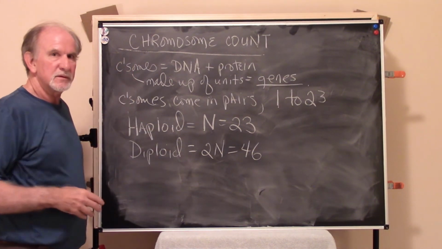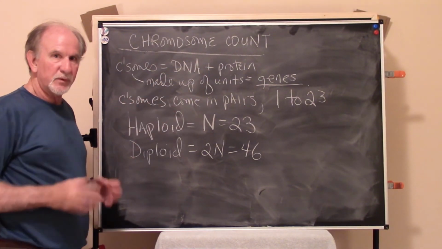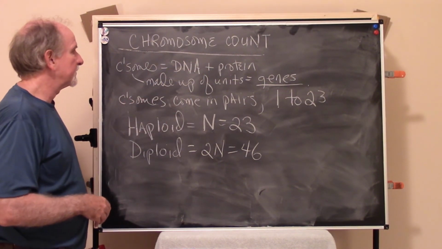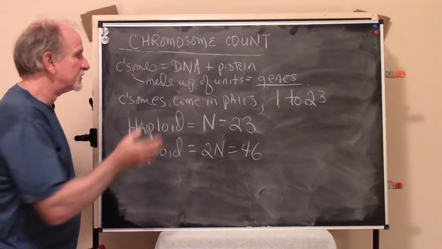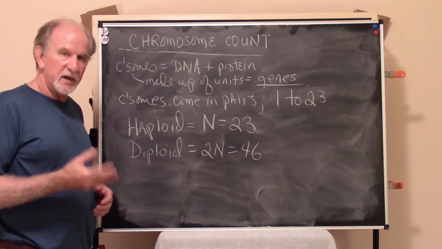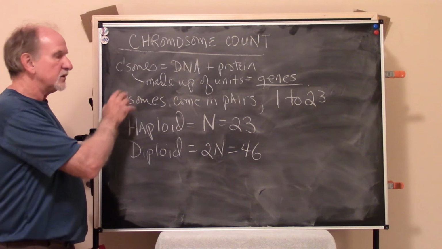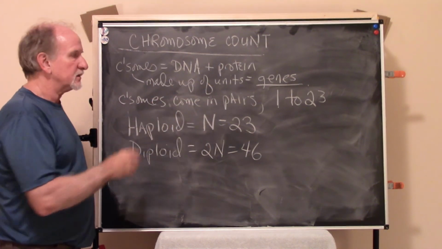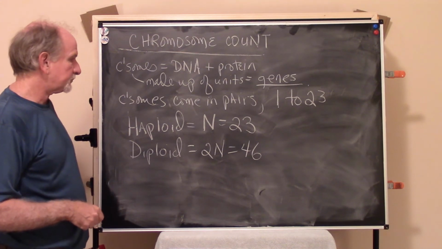So chromosomes exist in the nucleus, and they're made of DNA and protein that are complexed together. But chromosomes are made up of units called genes, and the genes control activities that occur within cells. So the chromosomes come in pairs, and the pairs are numbered from 1 to 23.